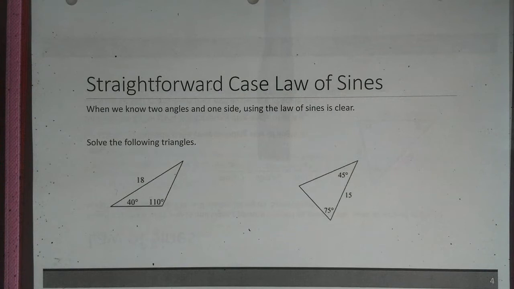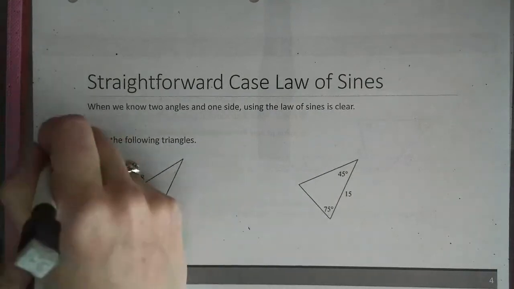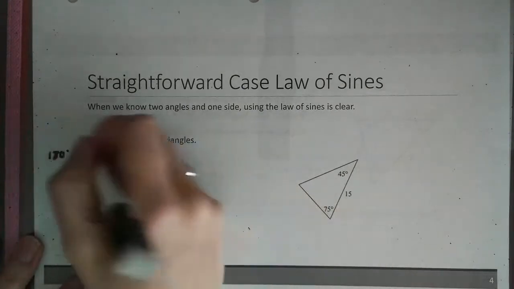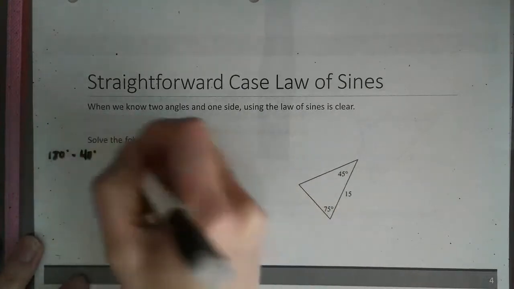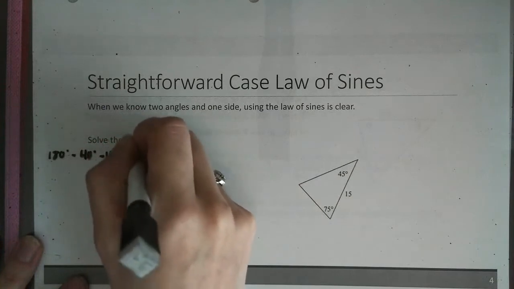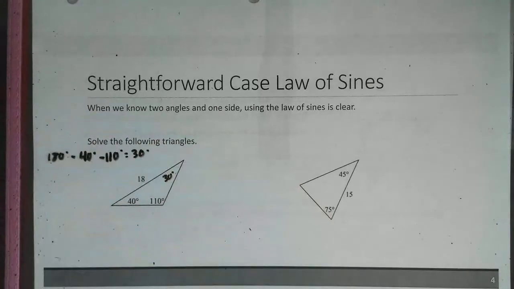First up, we have a triangle here with two angles marked and a side. Well, we can find the third angle for sure, because the three angles of a triangle add up to 180. So if I take 180, subtract 40, and subtract 110, that leaves us with 30 degrees. So that's going to be that angle there.